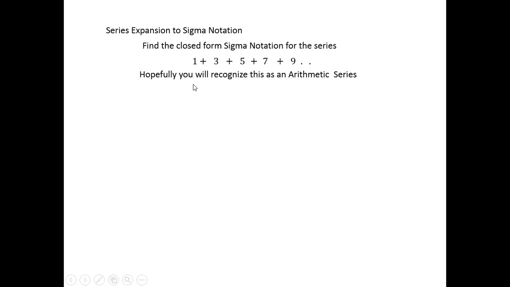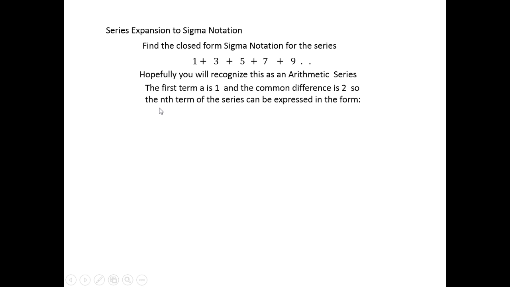Let's move from series expansions to sigma notation. Typically, a question of this form would say, find the closed form sigma notation for this series: 1, 3, 5, 7, 9. Looks like the string of odd integers. Yes, it is, but more specifically, it is an arithmetic series, and hopefully you recognize that.